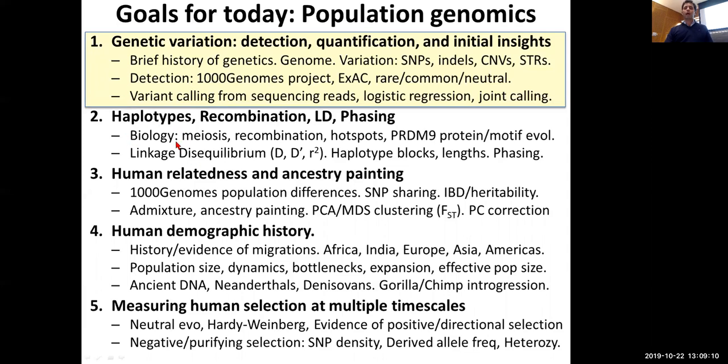Then we're going to talk about how this variation is organized into blocks known as haplotypes, separated by boundaries known as recombination hotspots within regions of linkage disequilibrium, and how we can phase, how we can align single nucleotide polymorphisms from one haplotype to another haplotype. Then we're going to talk about human relatedness and painting of ancestry by looking at population differences.